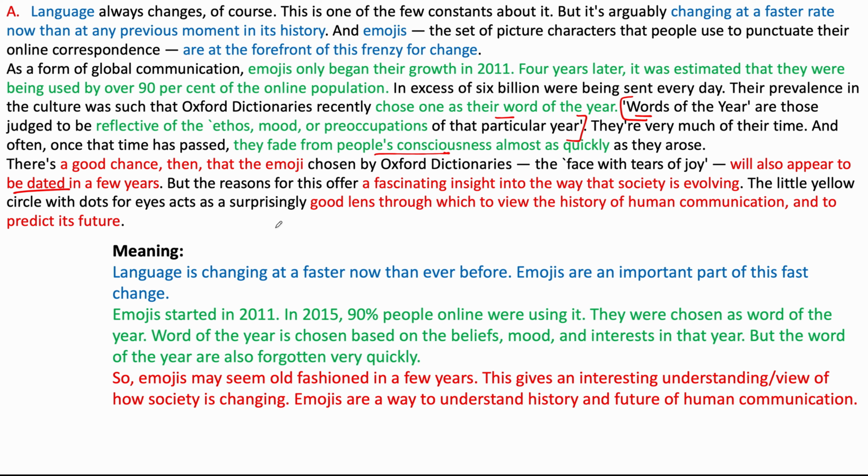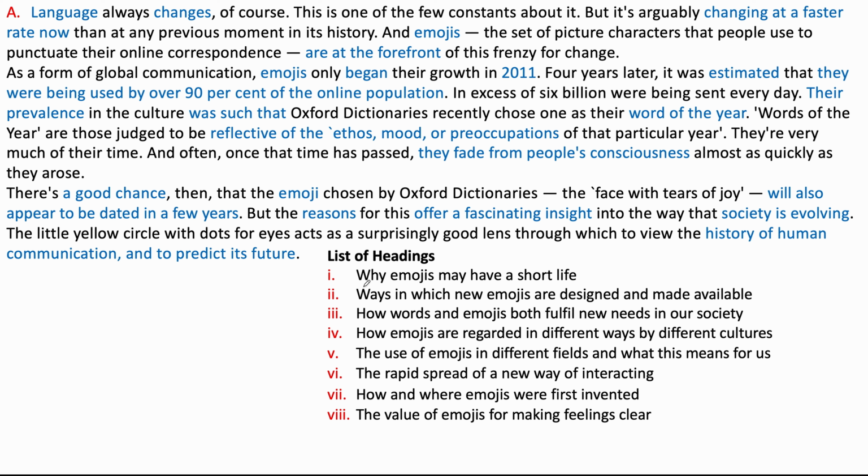This gives an interesting perspective on how society is changing. Emojis provide a way to understand both history and future of human communication. Let's go through the headings. The first heading is why emojis may have a short life. Emojis having a short life is mentioned in this section.